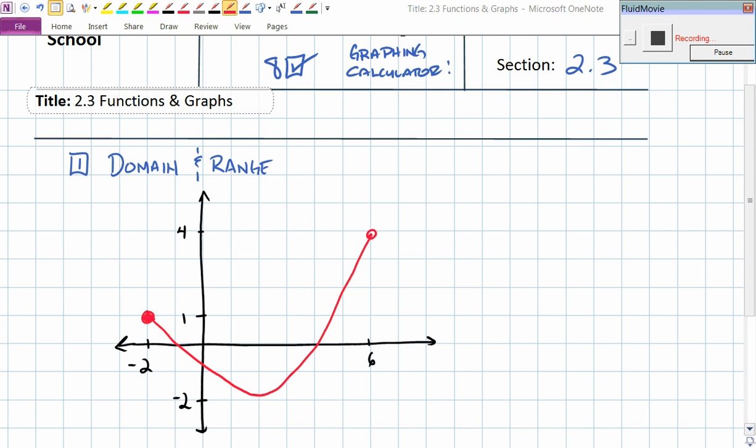Yeah, so we're going to talk about how to read domains and ranges from the graph.